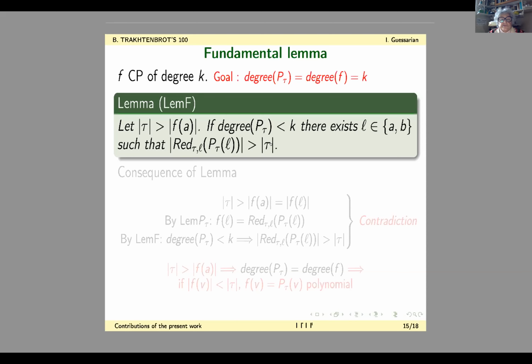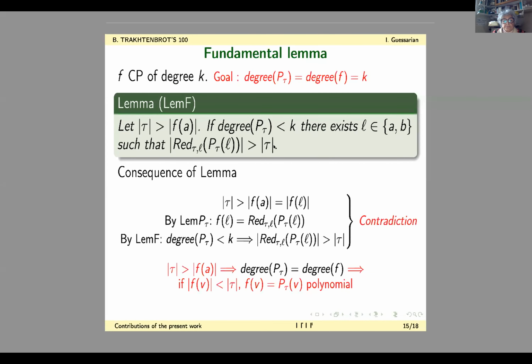I will give the idea of the proof of this fundamental lemma in the next slide. Let's see first the consequence of the lemma. The consequence is that if tau is longer than f of a, then f of a is equal to f of L, because a and L have the same length. F is congruence preserving, and having the same length, it is a congruence.